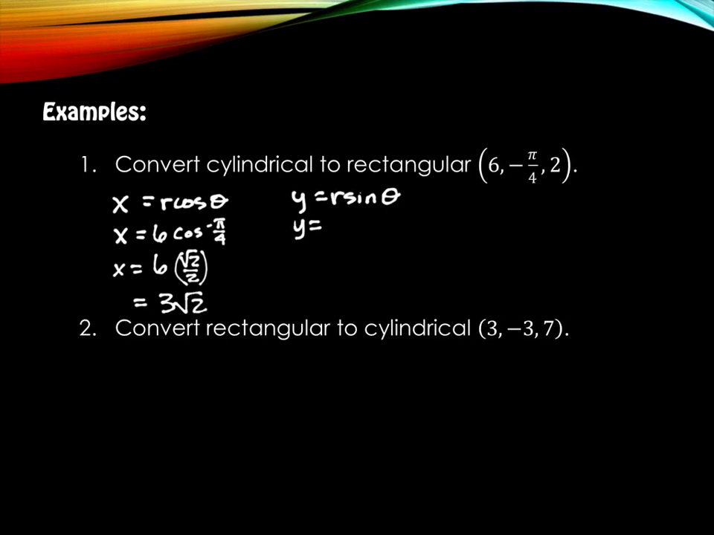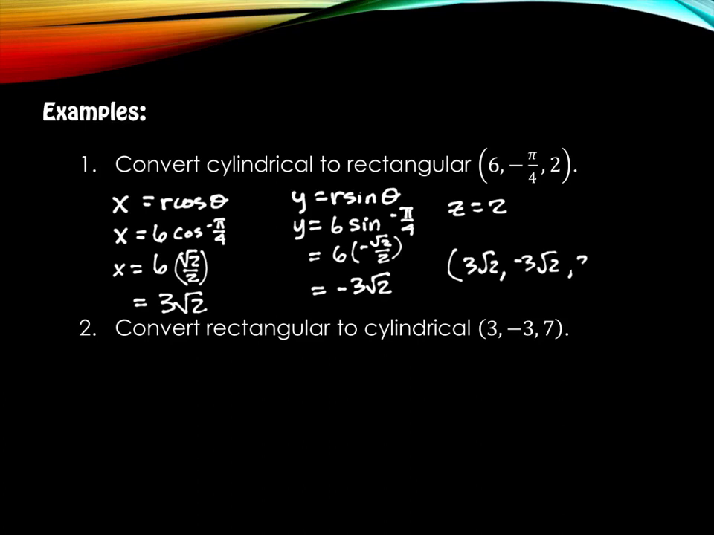R sine theta, quite similar. So 6 times the sine of negative pi over 4. What's the sine of negative pi over 4? Negative square root 2 over 2. Right, that one's negative. So my y value is negative 3 square root 2. And then, just like we pointed out before, z is z, so z is just going to stay the 2 that it already is. So my ordered triple is 3 square root 2, negative 3 square root 2, 2.